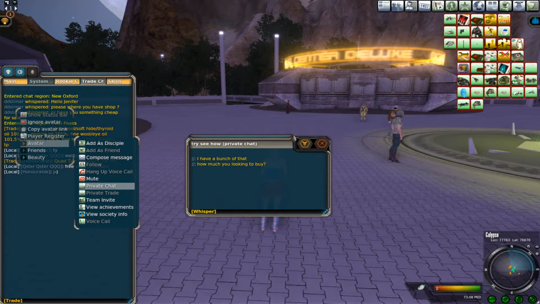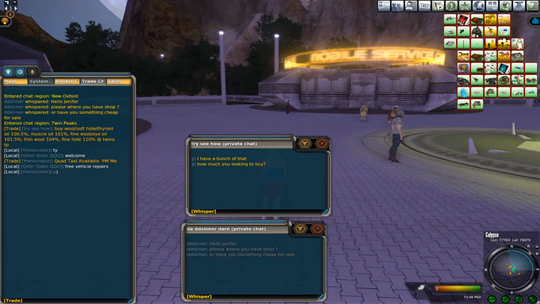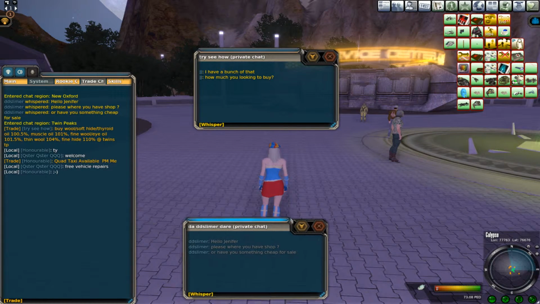The posterior fossa, fossa cranii posterior. The posterior fossa is the largest and deepest of the three.